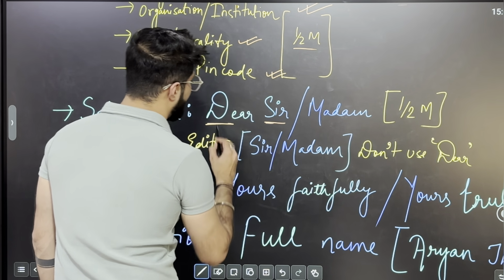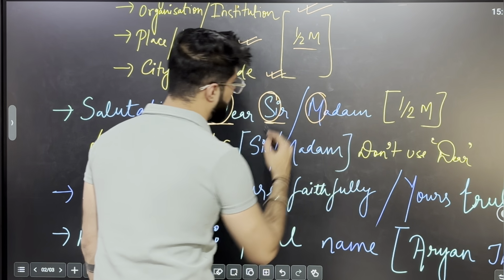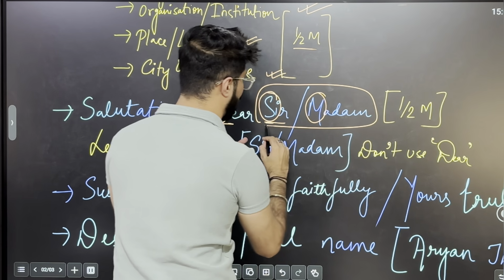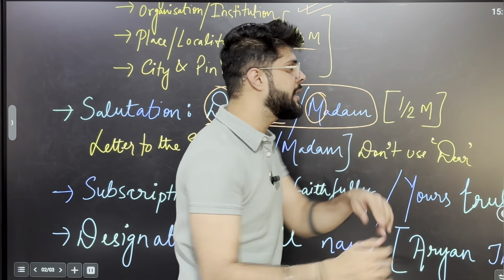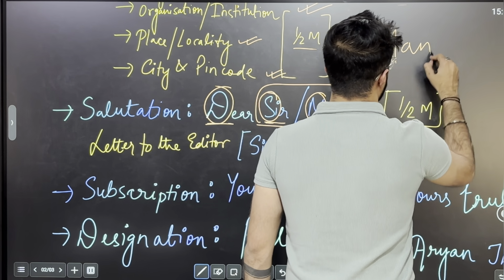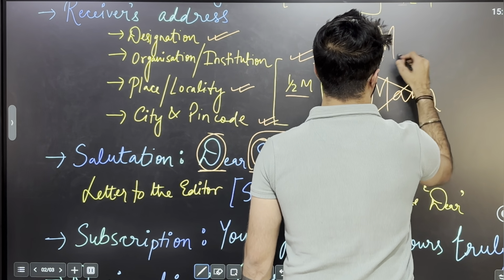You have to write Dear Sir. Make sure that D is capital and S is capital. Or you can also write Dear Madam, but please do not write both. You are not allowed to write both. एक चीज, या sir, या madam, क्या भैया मैम चलेगा? Not allowed. क्या ये वाला मैम चलेगा?